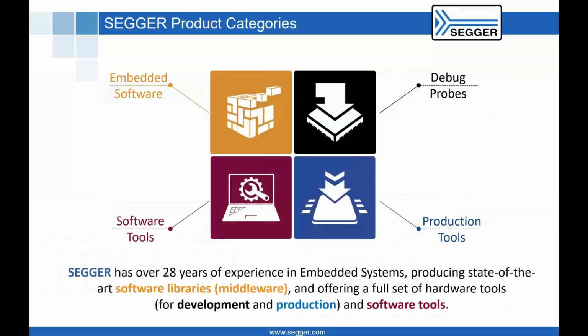There are 4 main product categories at SEGGER. One is the embedded software, so that's all the stacks and software that goes onto the embedded target itself. We have a line of debug probes. Those are our J-Link and J-Trace probes. You've probably heard of them or used them before.